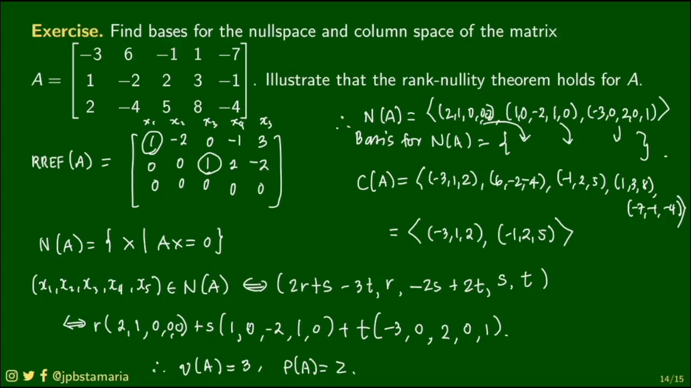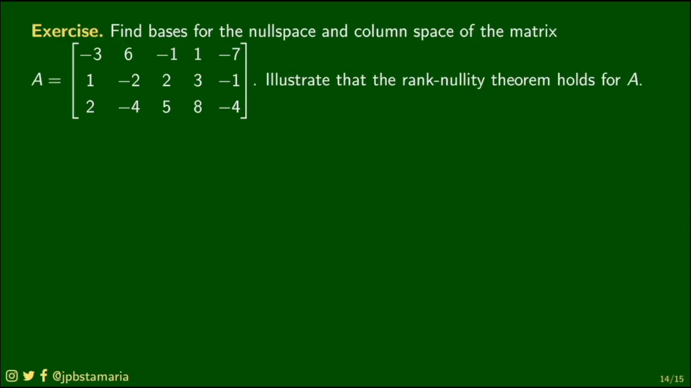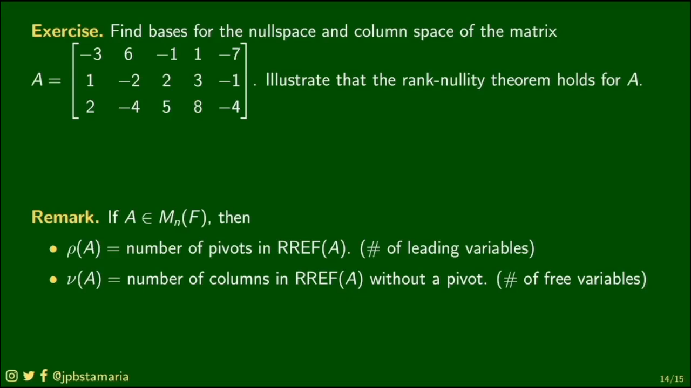So, what did we notice over here? The rank is basically just the number of elements in a basis for the column space. Therefore, it's just the number of pivots. And the nullity, because of the rank-nullity theorem, is just the number of free variables, because this will determine how many vectors will span the null space. In general, if you have an m by n matrix, the rank of A is simply the number of pivots in the RREF of A, or the number of leading variables if you view it as a linear system. On the other hand, the nullity of A is the number of columns in the RREF of A without a pivot, or, viewed as a linear system, the number of free variables.